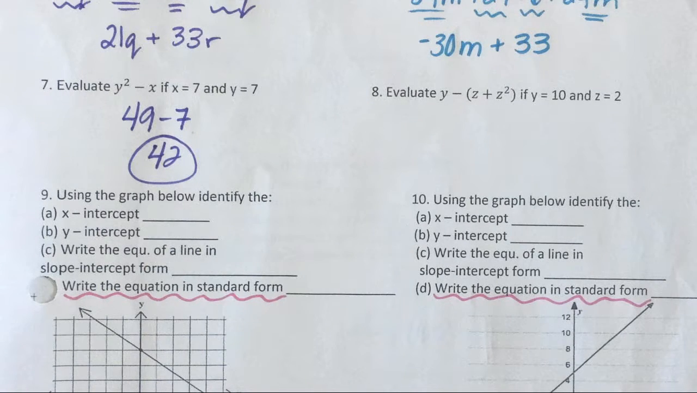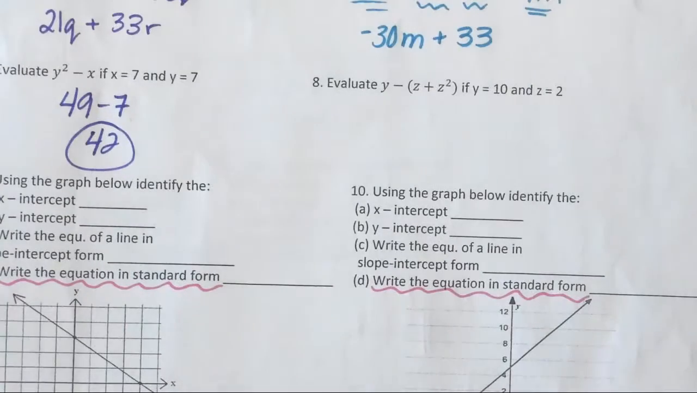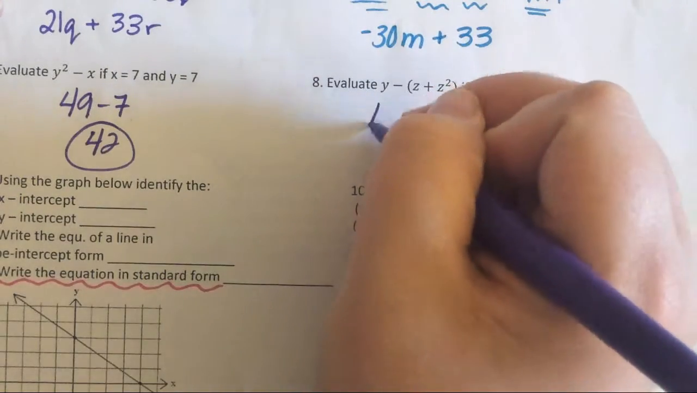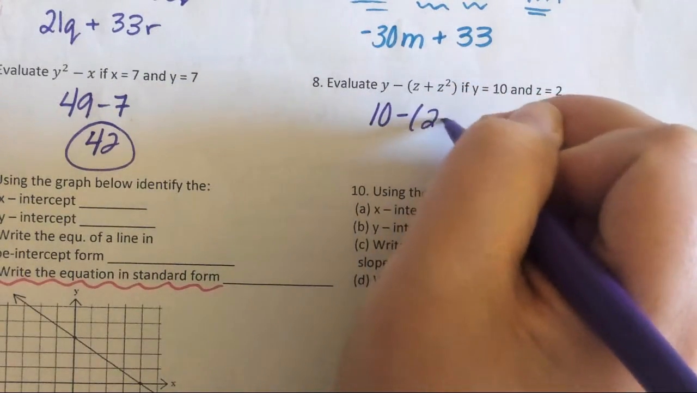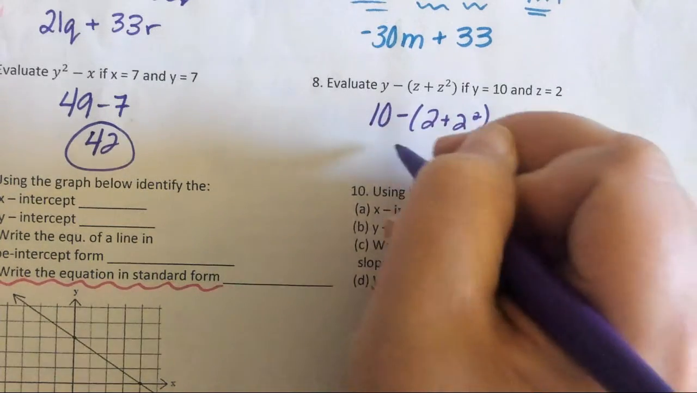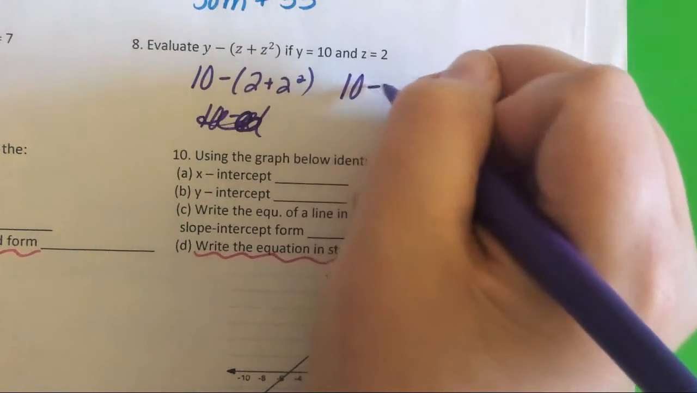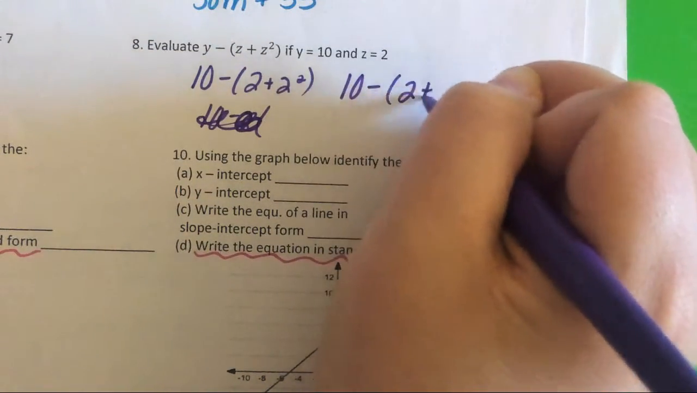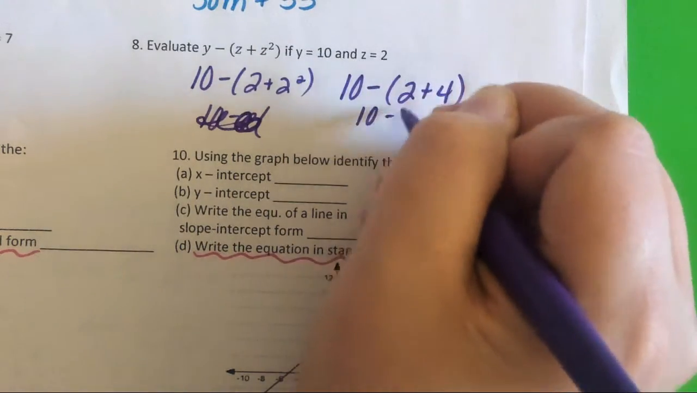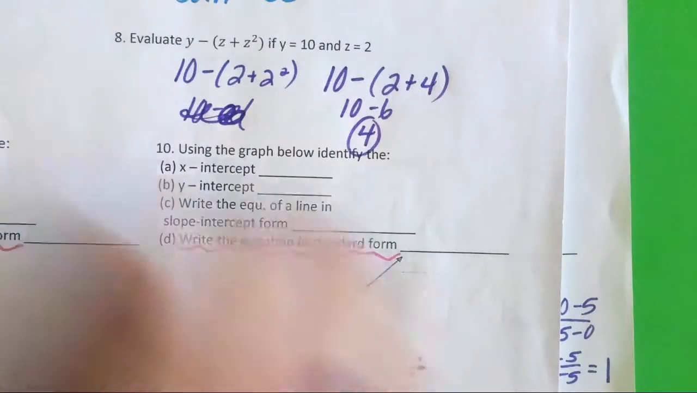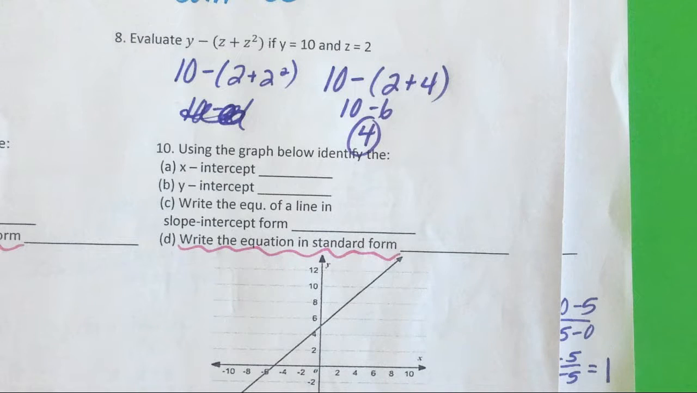Tyler, you wanted to do number 8? Okay, cool. 4? Let's see if he's correct. So he got 10 minus 2 plus 2 squared. Miss Compton can't write today. That's why you don't get to write in pen. 10 minus 2 plus 4, which is 10 minus 6, which really is 4, so he is correct. You may add a point.